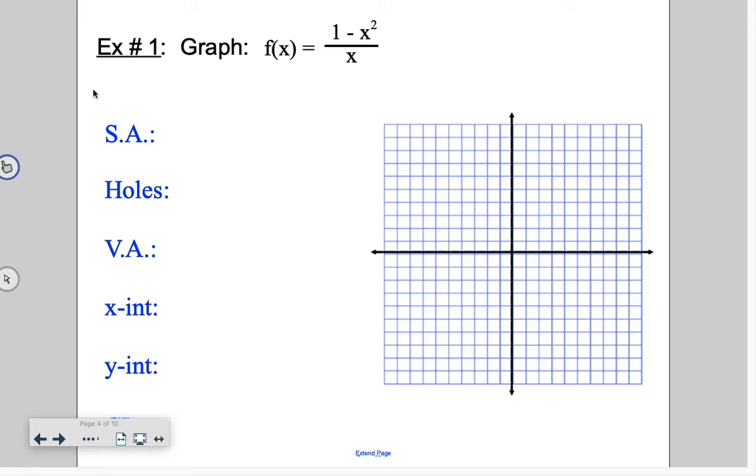So if you notice, first of all, if we're identifying, notice I put down SA rather than HA now, okay, because we do have a slant asymptote, not a horizontal one. How do we identify it? Notice I've got an x squared and then an x, okay? So the degree of the top is one more than the degree of the bottom. So that means you have a slant asymptote.